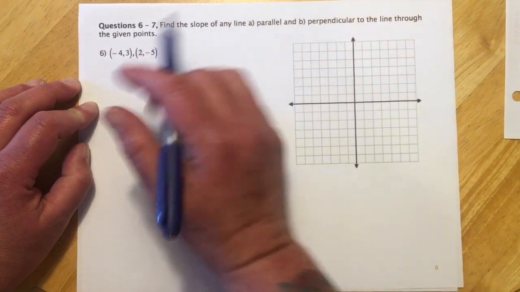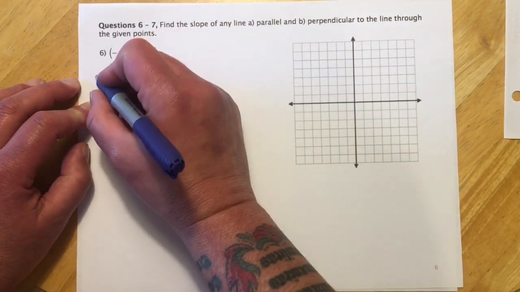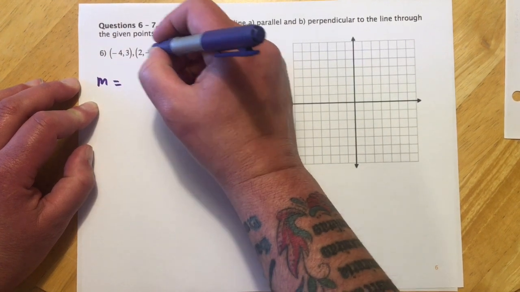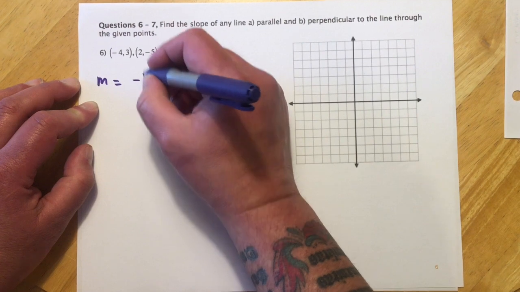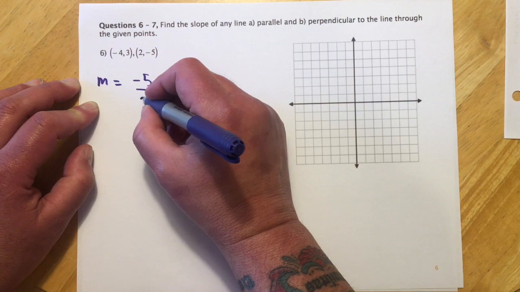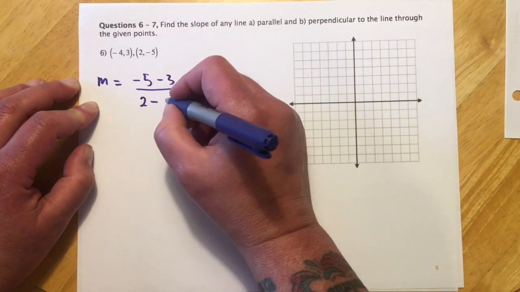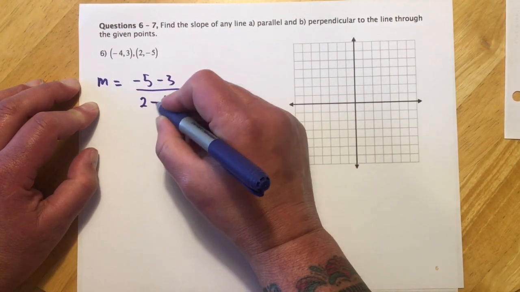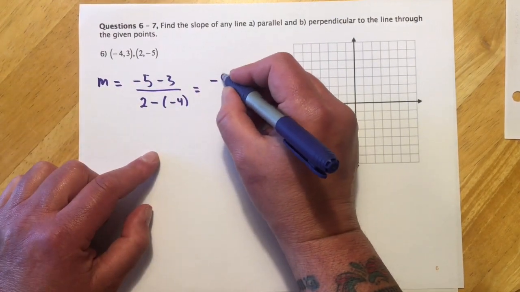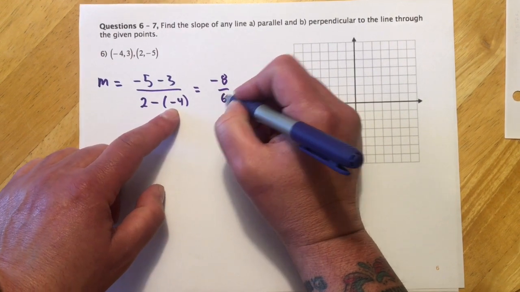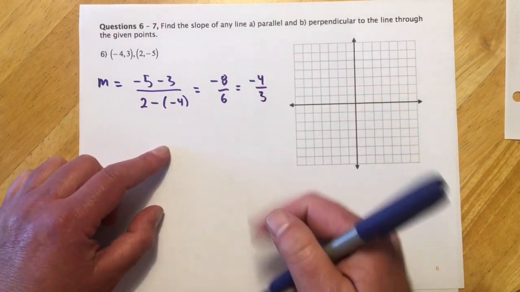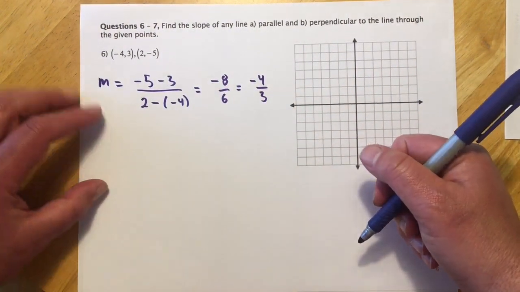So if we weren't given a graph, I'd have to use the y2 minus y1 over x2 minus x1 formula. So m would equal y2 minus y1, so negative 5 minus the 3, over x2 minus x1, so 2 minus, and then it's parenthesis negative 4. And that little minus and minus gets people a lot. Up top we're going to have negative 8. Downstairs it looks like 6. And we always want to reduce fractions, so that's going to be negative 4/3 when I cancel the common 2 out of the numerator and denominator.